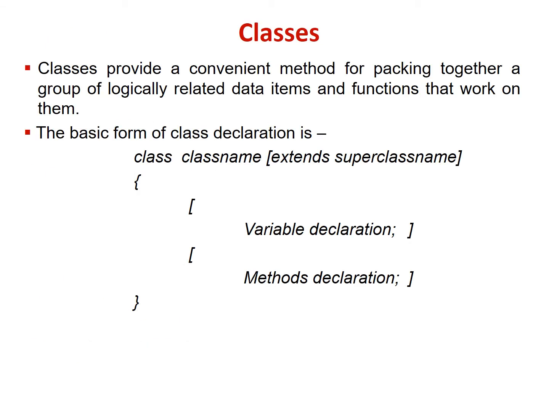First, we will see what is a class. Classes provide a convenient method for packing together a group of logically related data items and functions that work on them. In Java, the data items are called fields and the functions are called methods. Calling a specific method in an object is described as sending the object a message.